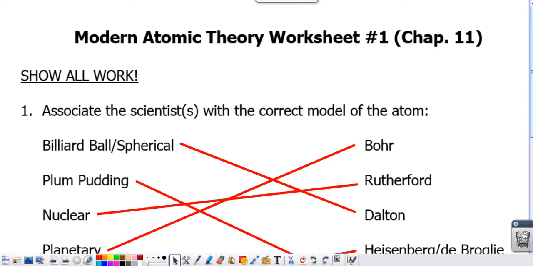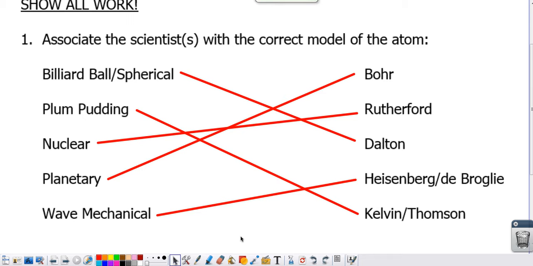Hey there, so we're going to go through Modern Atomic Theory Worksheet number 1 right now. The first little piece is just who did what. That's pretty simple. John Dalton talked about the billiard ball. The plum pudding model was Kelvin and Thomson. The nuclear model, where the nucleus is the thing, was Rutherford with his gold foil.